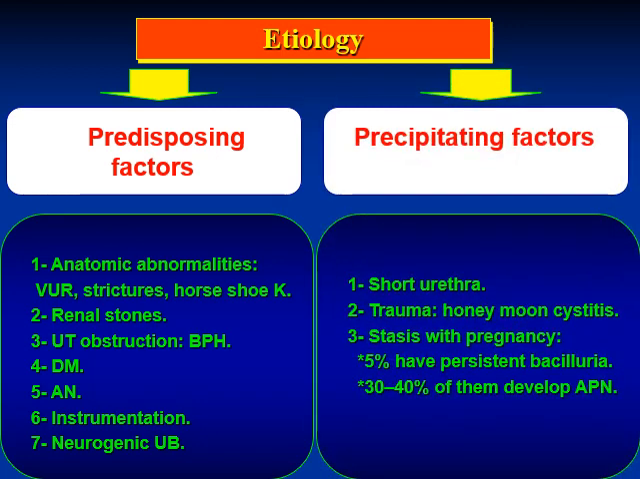The precipitating factors for the development of an acute pyelonephritis are the presence of a short urethra, such as in females, the trauma to the urethra, and the stasis of urine, which occurs in pregnancy. And 5% of the pregnant women have got a persistent bacilluria, of whom 30 to 40% develop an acute pyelonephritis.